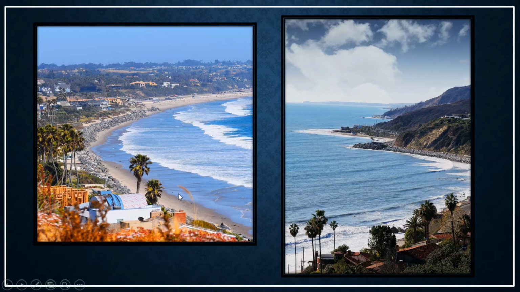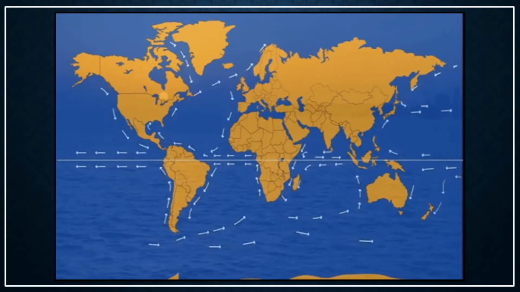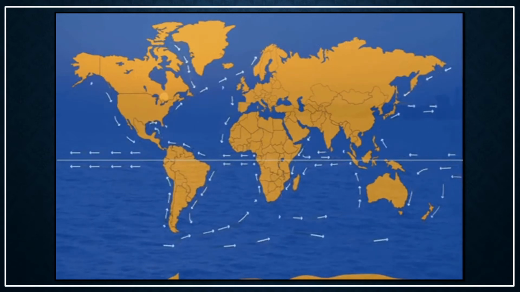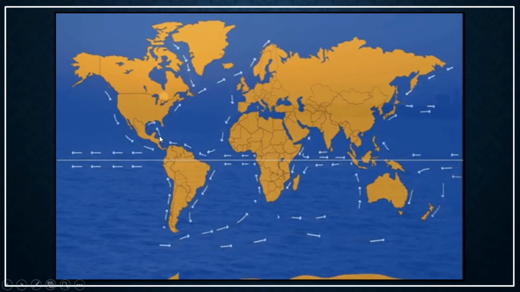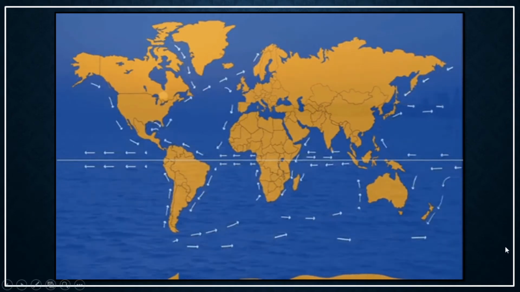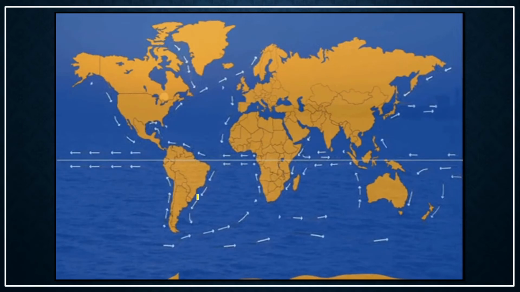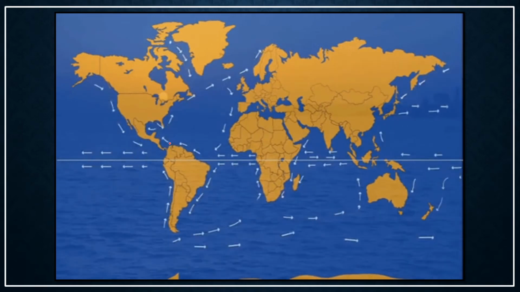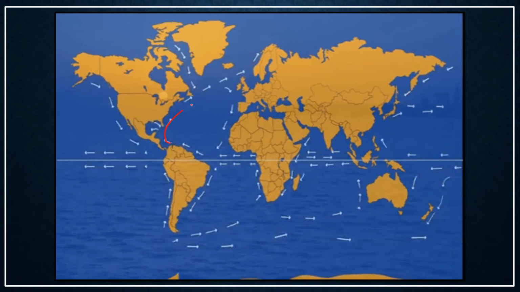Now, as far as the effects of ocean currents are concerned, ocean currents lead to a large number of effects. One such effect is on the climate. That is, ocean currents tend to modify the climate of a region. For example, here we have the North Atlantic Drift.